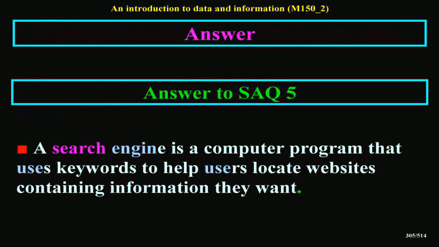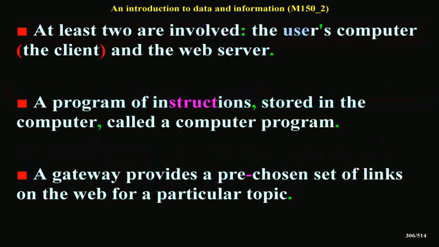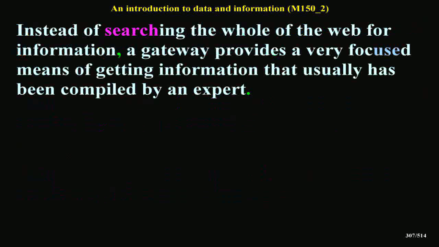Answer to SAQ 5. A search engine is a computer program that uses keywords to help users locate websites containing information they want. At least two computers are involved: the user's computer, the client, and the web server. A program of instructions, stored in the computer, called a computer program, makes it do work. A gateway provides a pre-chosen set of links on the web for a particular topic. Instead of searching the whole of the web for information, a gateway provides a very focused means of getting information that usually has been compiled by an expert.